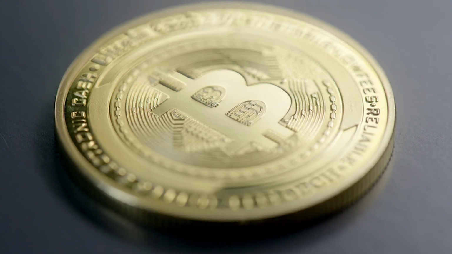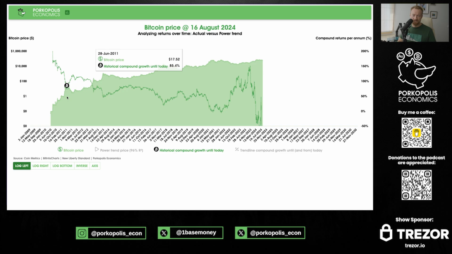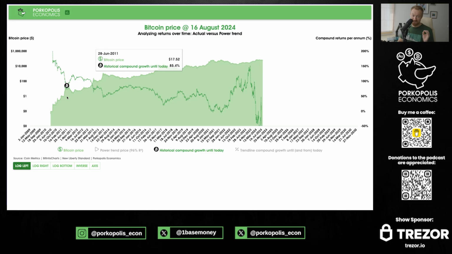But if you want to understand it comparatively with the rest of the world of finance, you've got to look at compound growth. Compound growth simply is going to annualize, compound that investment over each year until you get to the price today. This is what this calculation will do, and it tells you the return that you would have made. So if you bought one Bitcoin at $17.50 here on June 28th, 2011, $17.52 to be precise, and held till today, roughly $60,000 per Bitcoin, I'll show you that price in a second, August 16th, 2024, your actual real compound annual growth return is 85.4%. Now, that's a huge number.